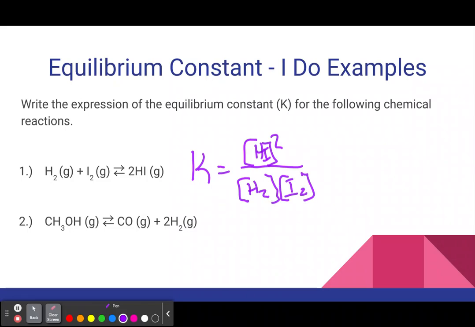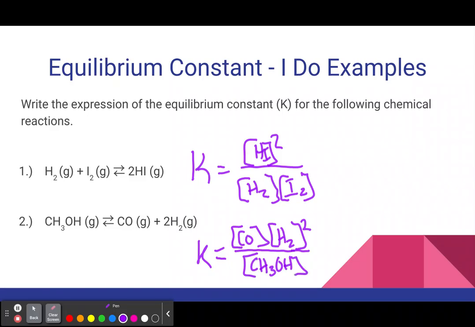And then number 2, we would have the equilibrium constant K equal to products over reactants. So we're going to have the concentration of CO times the concentration of H2 squared. Again, I'm just raising my concentrations to the stoichiometric coefficients of my balanced chemical equation, all over the concentration of CH3OH. And that would be my equilibrium constant for number 2.